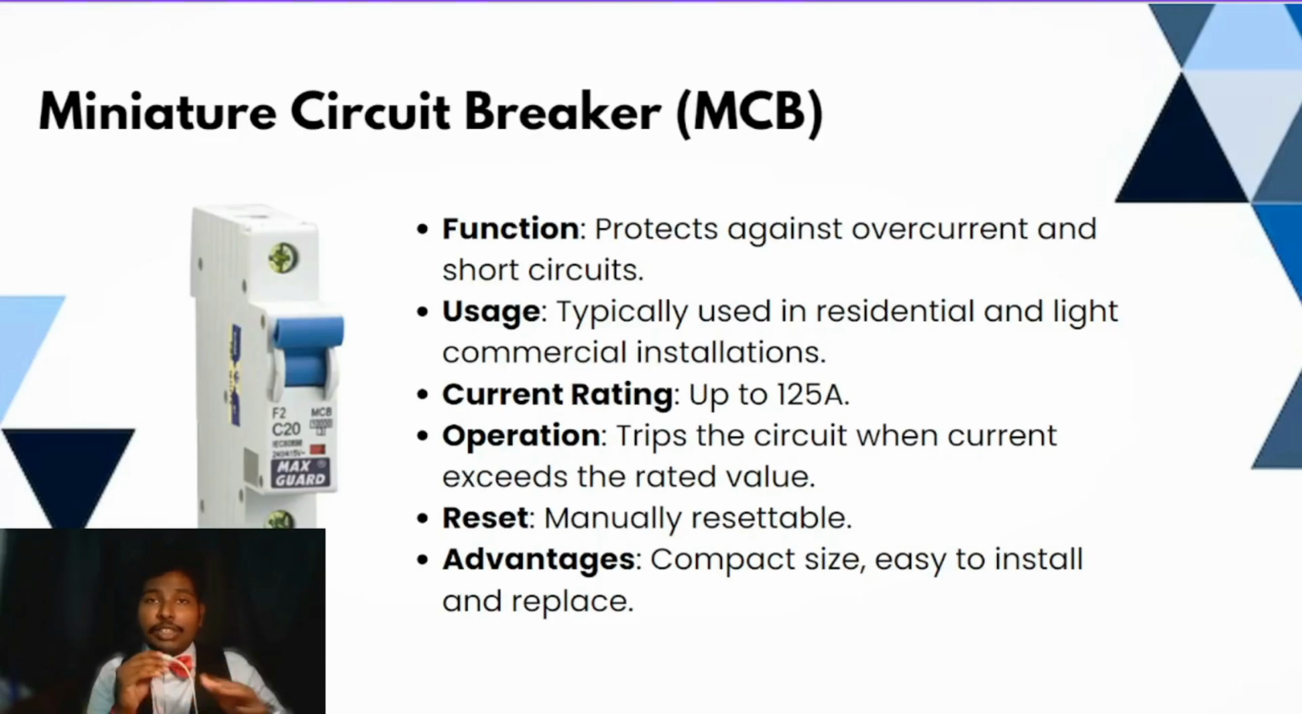Let's talk about the common types of circuit breakers that exist in the market as well as the ones we used in this assessment. First of all, the miniature circuit breaker, one of the common circuit breakers we used. Its function is to protect against overcurrent and short circuits. Second, it's used commonly in residential and light commercial installations. Its rated current is up to 125 amperes, which may vary according to the manufacturer. Third, its operation is to trip the circuit when the current exceeds the rated value. Next, it has to be reset manually.